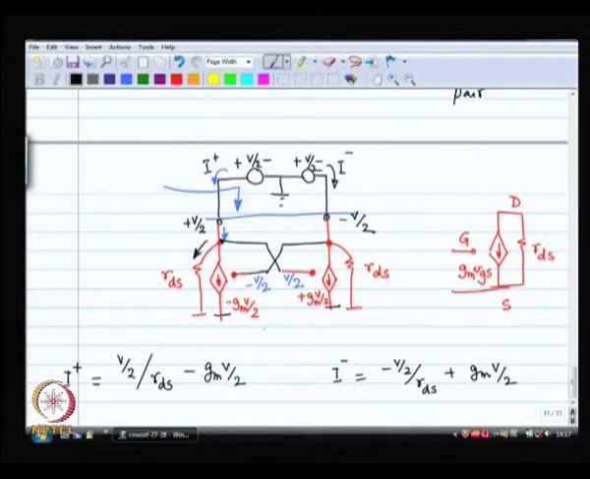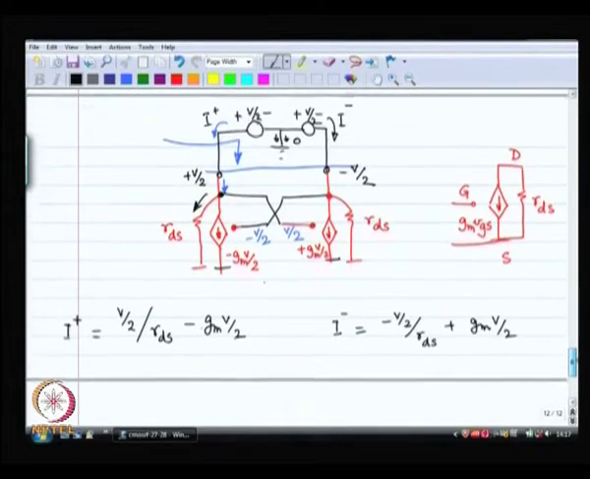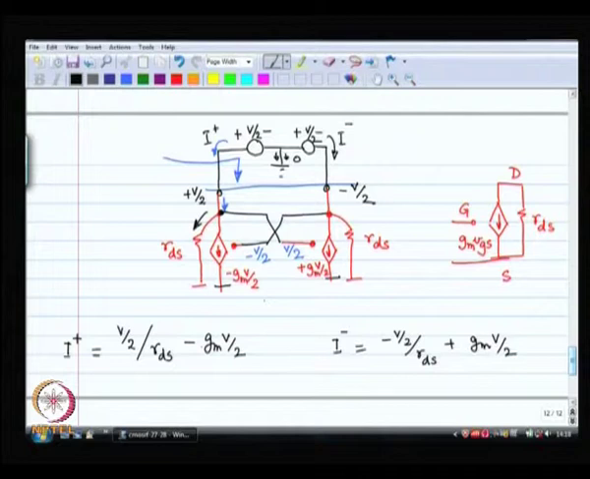Which means that if I had put the other direction for I minus, then no current goes into the ground. This current is 0, which is wonderful. So, then what do I have here? I apply a plus V by 2 somewhere and it is taking a current I plus. So, what is the resistance looking in?